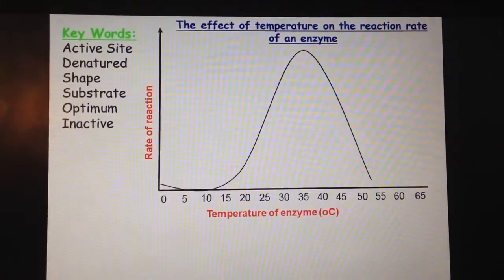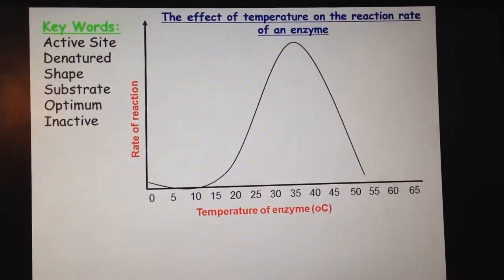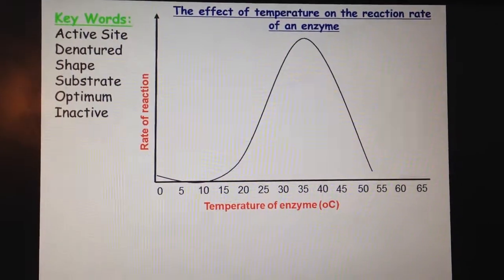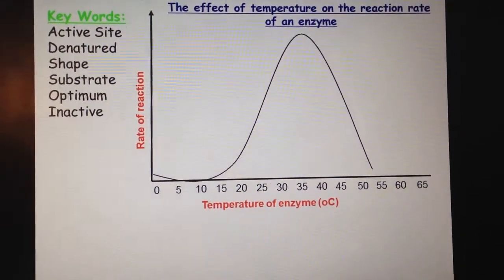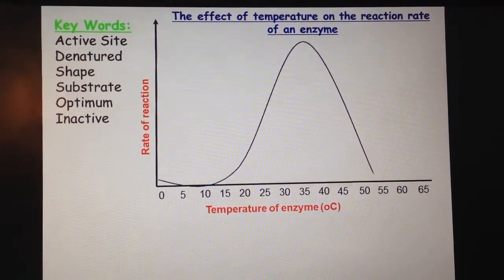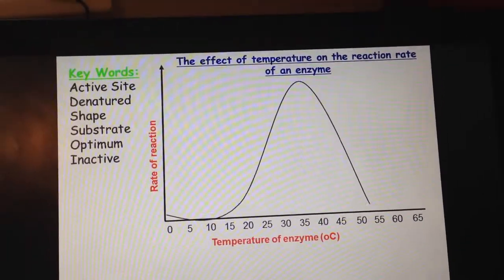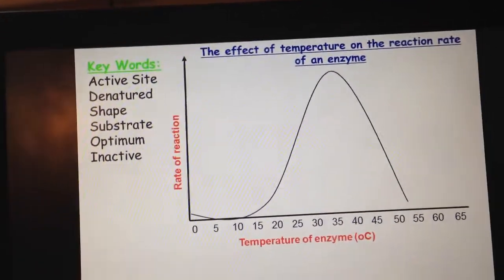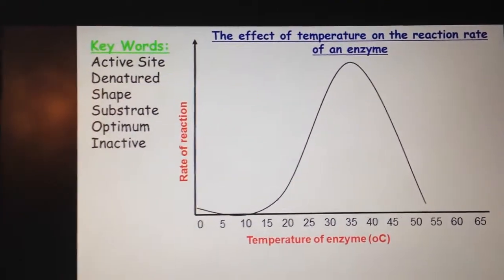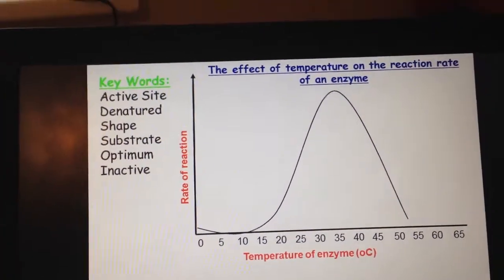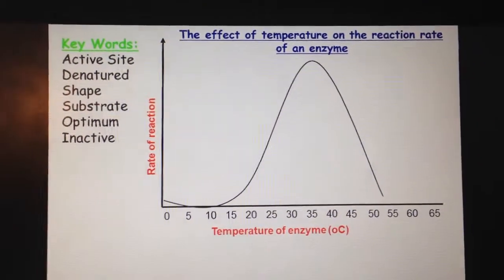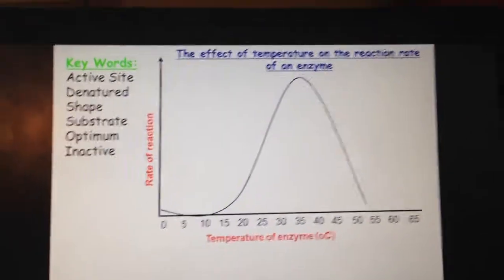Like with any reaction, a high temperature will increase the rate at first as there's more kinetic energy, so the enzyme and the substrate will move around a lot faster and have more successful collisions. But if it gets too hot, some of the bonds holding the enzymes will break, and this will then destroy the enzyme's special shape, and so it won't work anymore.